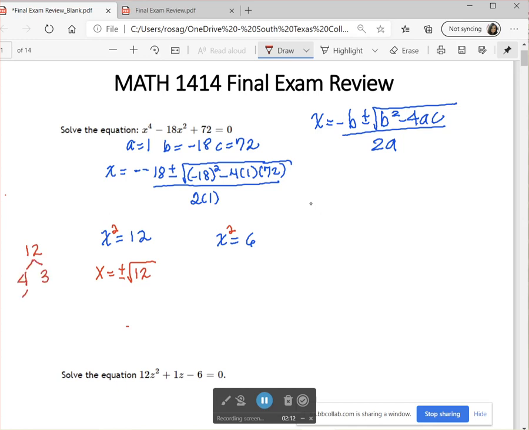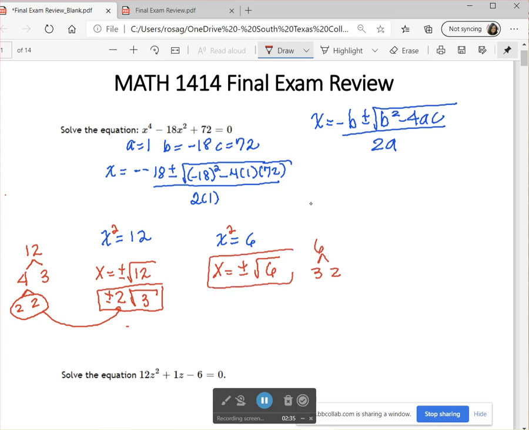If you don't, then you break it up into prime factors. 4 and 3, 2 and 2. So any pairs, like this pair, is going to go outside. And then the 3 didn't have a pair, so it stays inside. And I'm going to do the same thing with this one, plus minus the square root of 6. Now the 6 cannot be simplified because it doesn't have any pairs, so it stays like this.